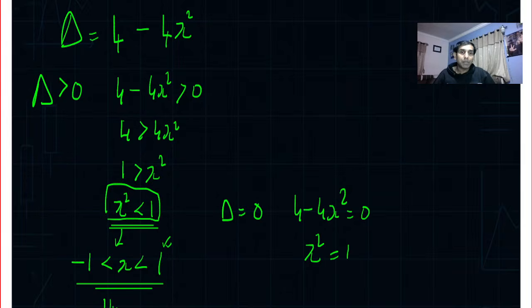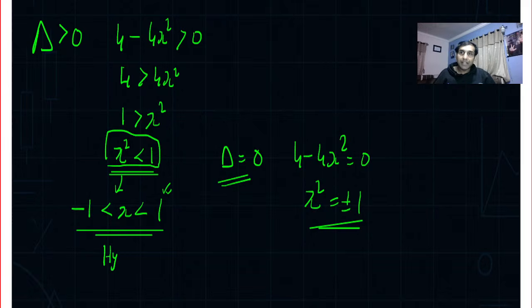Now, if discriminant is equal to 0, that means 4 minus 4x square equal to 0, which gives me x equal to plus minus 1. So when you plug in x equal to 1 or minus 1, the equation will be parabolic. And what do you mean by parabolic? Diffusion.